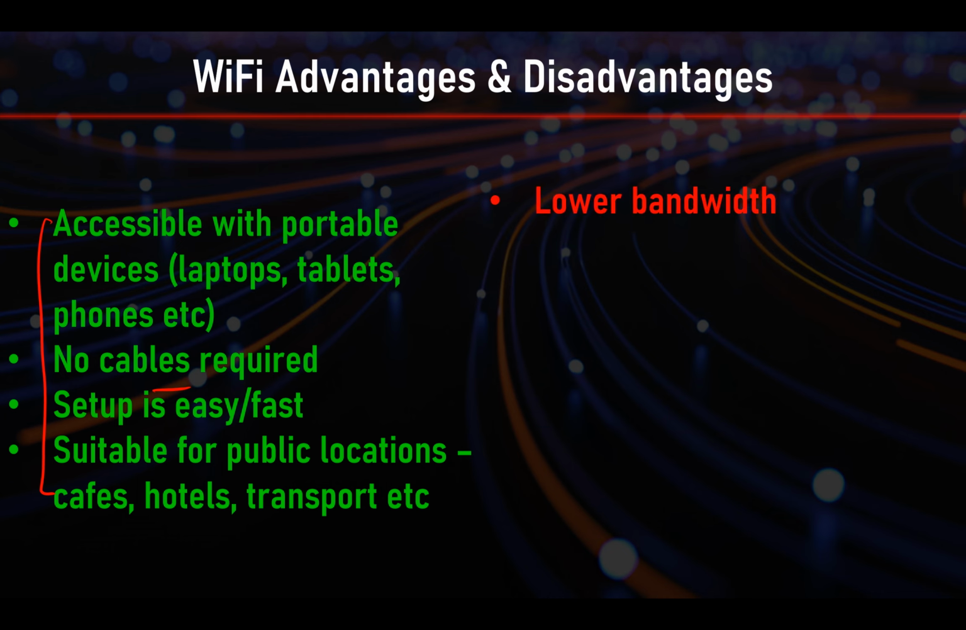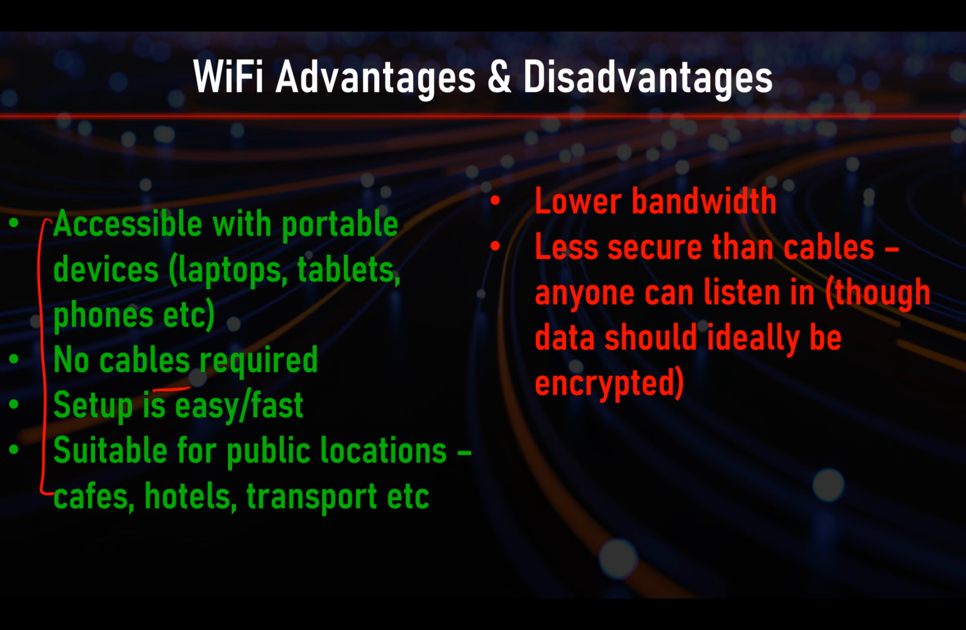A disadvantage is that it's going to have lower bandwidth, compared with the wired transmission mediums. It's also less secure than the wired transmission mediums, and this is because anyone can listen in. However, the data should ideally be encrypted, because if you remember, of course, Wi-Fi.